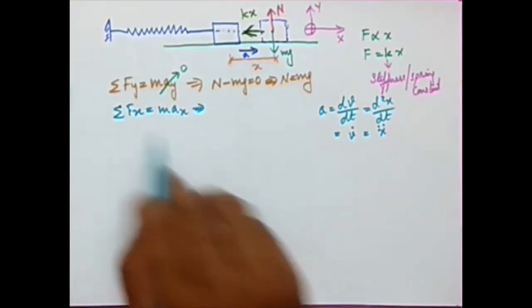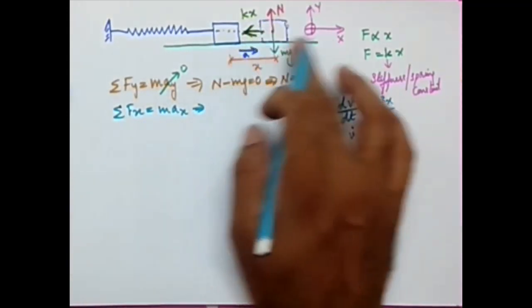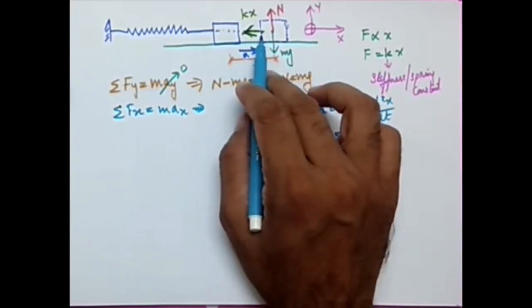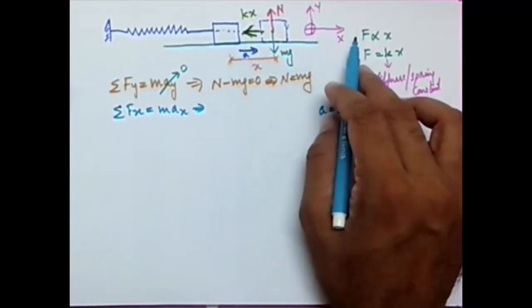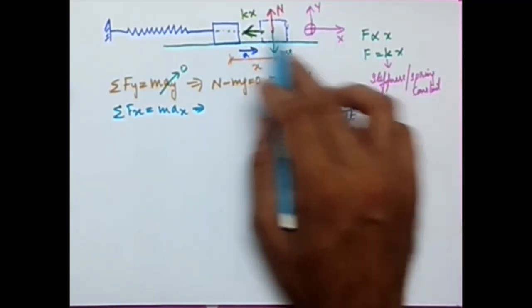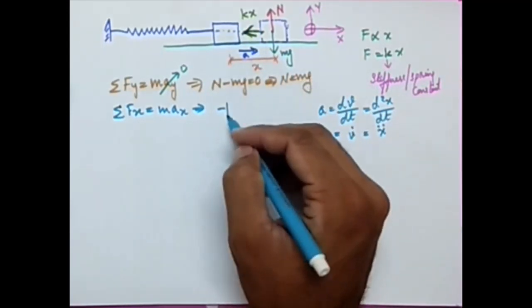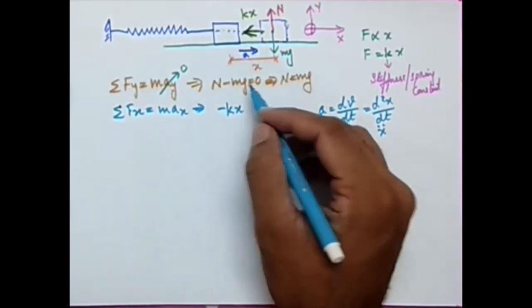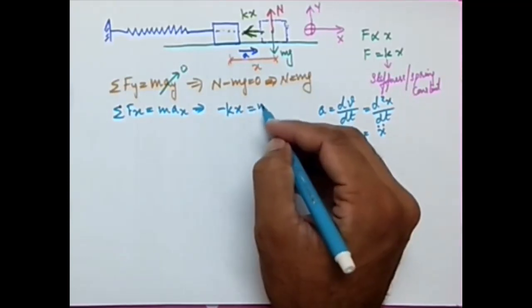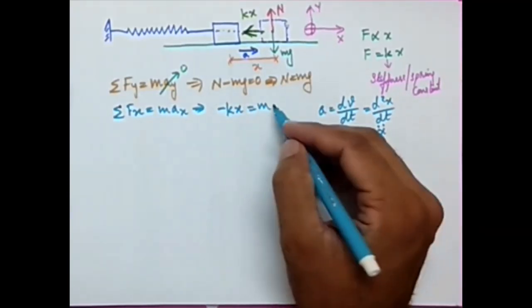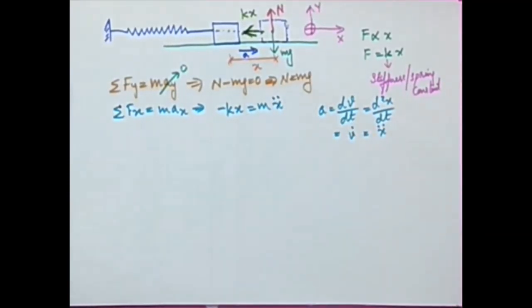So what will I get? Sigma fx. What are the forces in the x direction? There is only one force, which is kx. Positive is to the right direction, that's what my assumption is. So this is minus kx. So I will be getting minus kx on the left hand side. And what about the mass? Mass is m, acceleration is x double dot. Okay, so I got this relation.